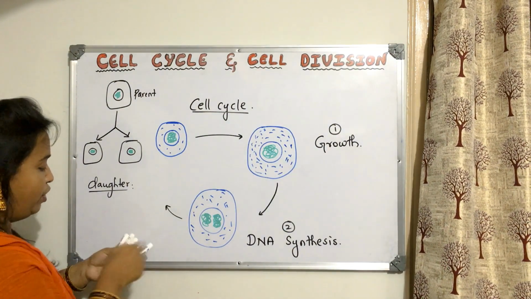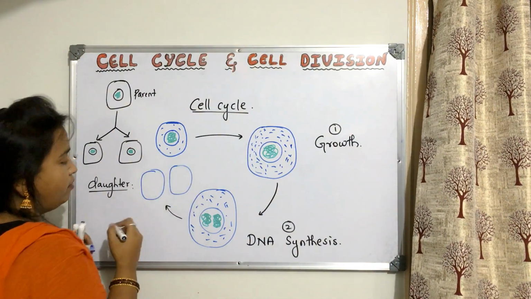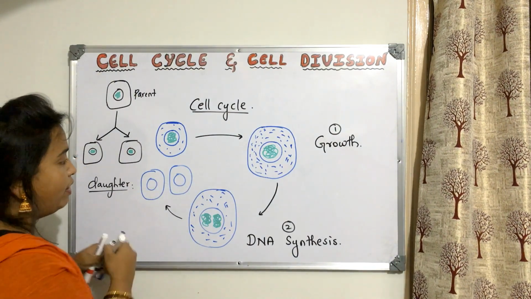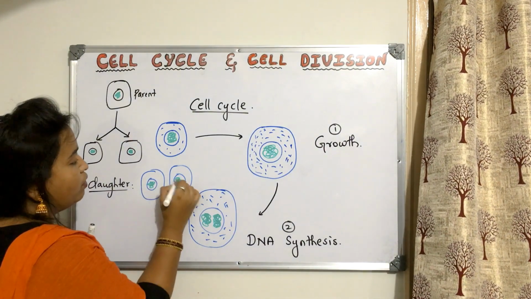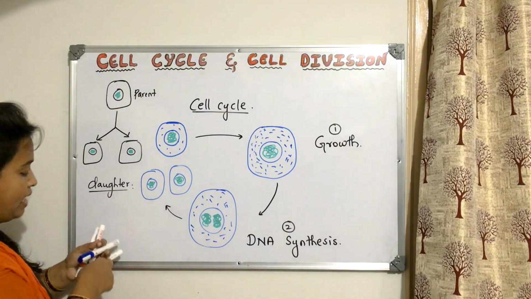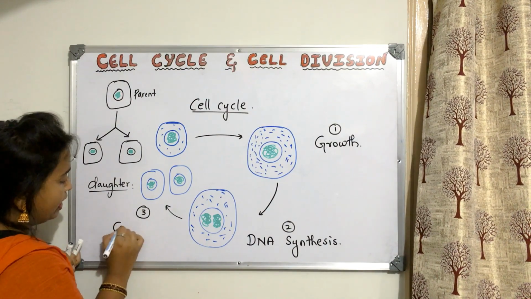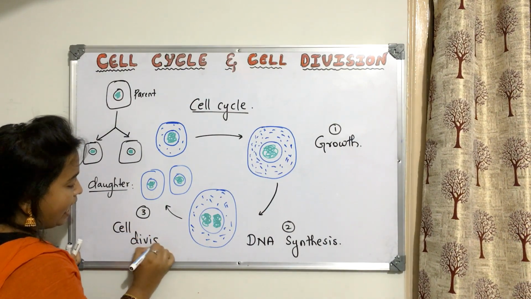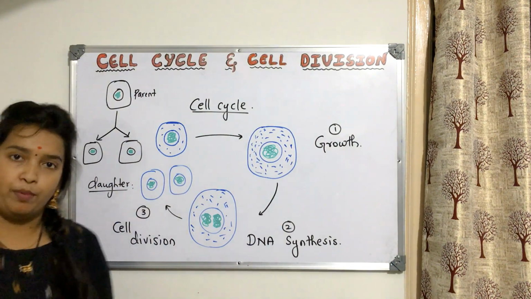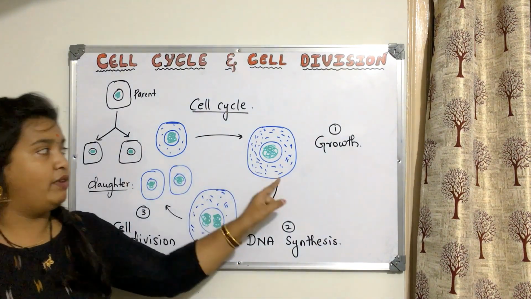It divides into two cells with two nuclei. One amount of DNA will go to this one and the other will go to this one. Now what has happened is cell division. So the third step is actually cell division. The actual cell division is this. Now I hope you have understood. First, a normal cell, if it wants to divide, will start growing.